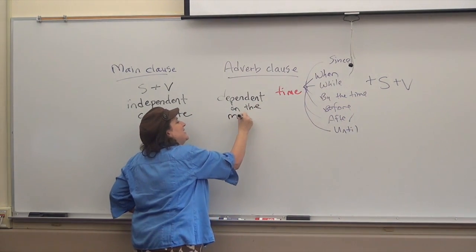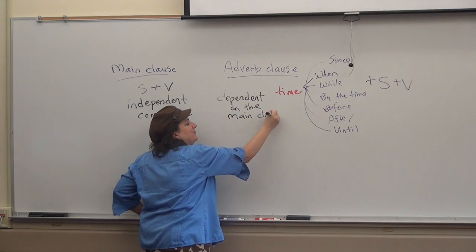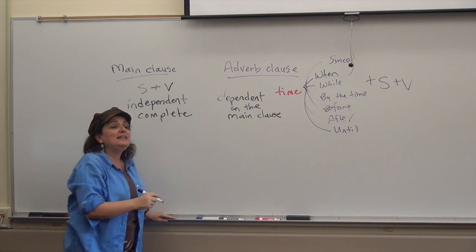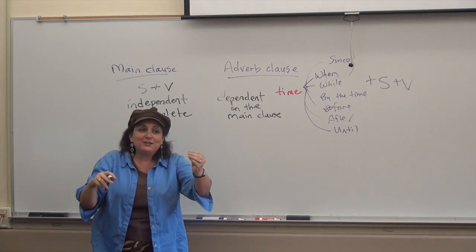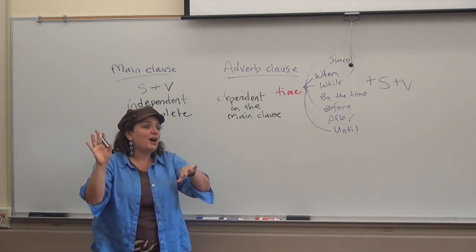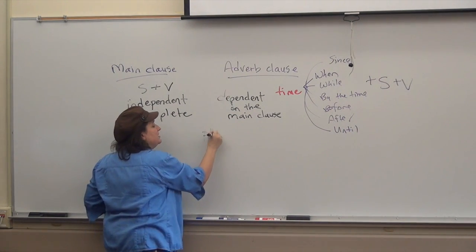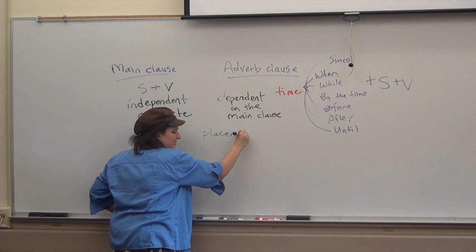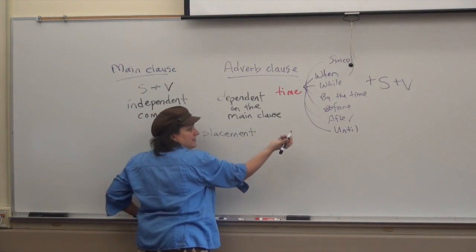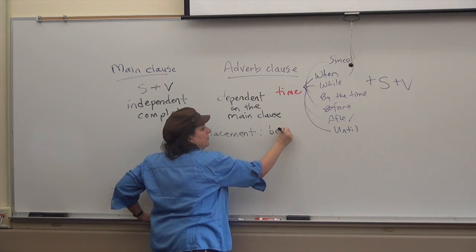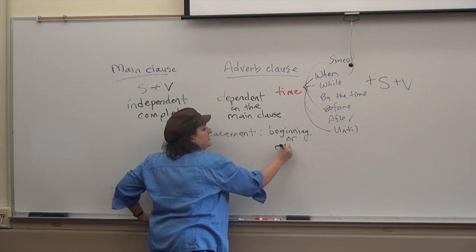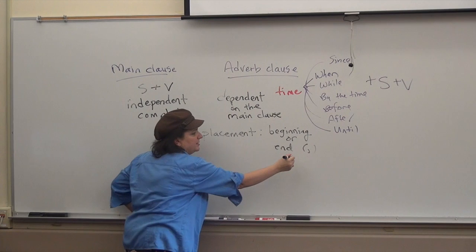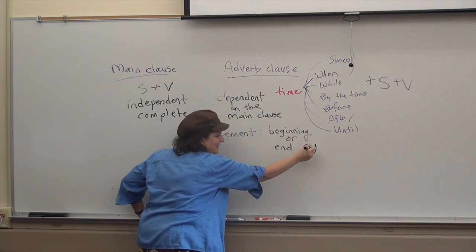It depends on the main clause, okay? And it can go at the beginning of the sentence or at the end. The only difference is the placement of a comma. So let's get this. Placement, beginning or end. Okay, and you know the only difference, I'm going to put that, is the comma. This is a comma. That's a comma.